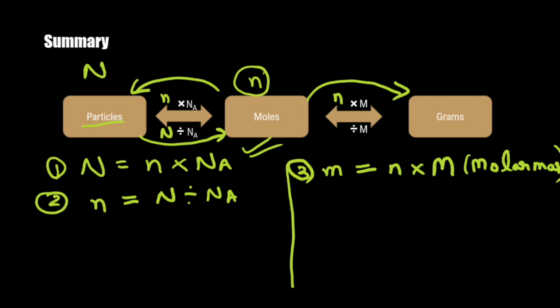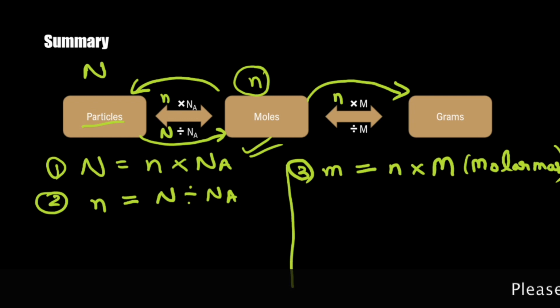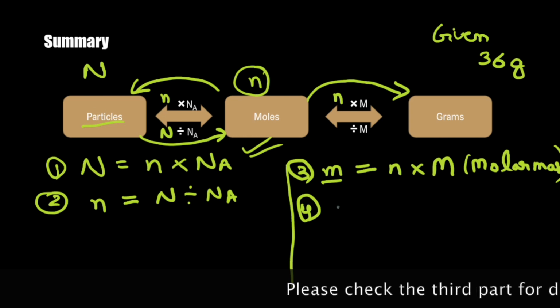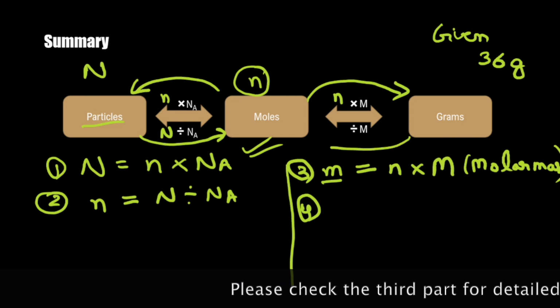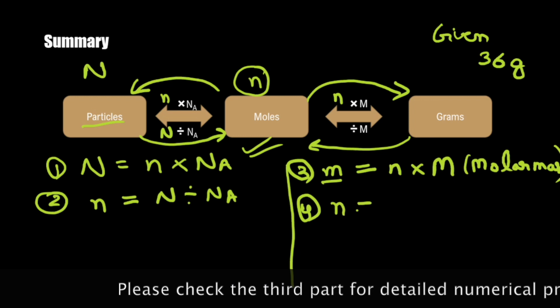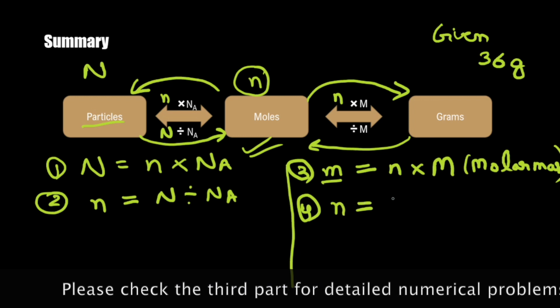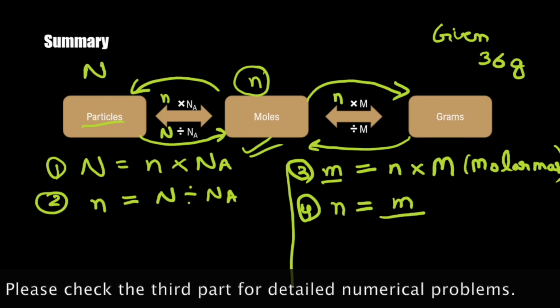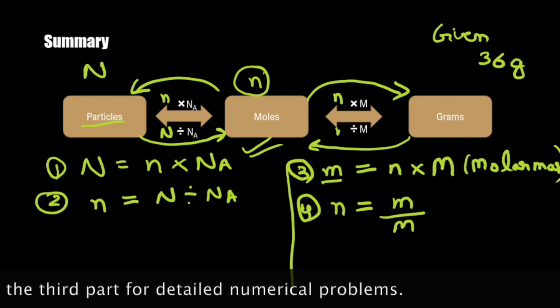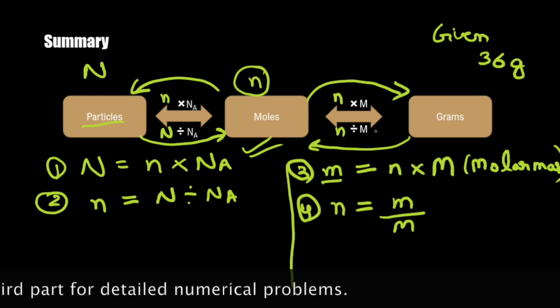Next formula is, if in the question they have provided you the given mass, say for example 36 gram, we will represent that with small m again, and you have to determine the number of moles. So what will be the fourth formula? n, number of moles, is equal to given mass over molar mass. Okay, so in this case, you will divide that with molar mass.